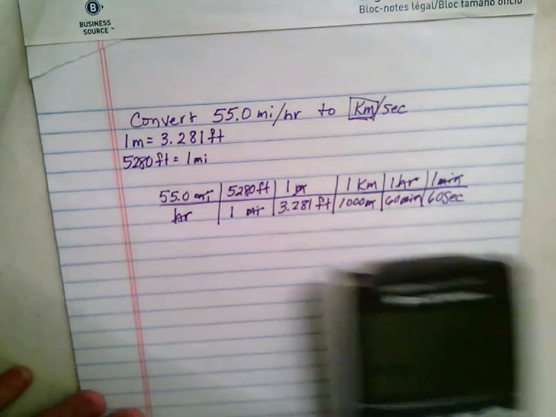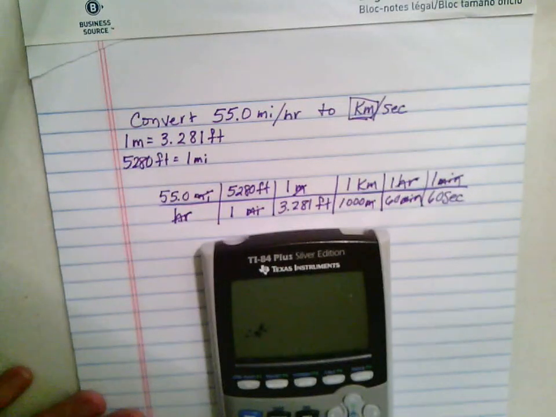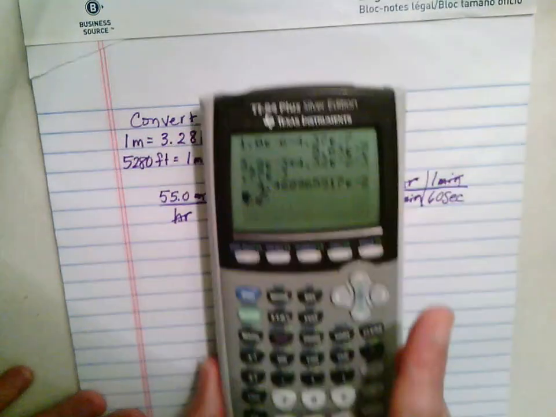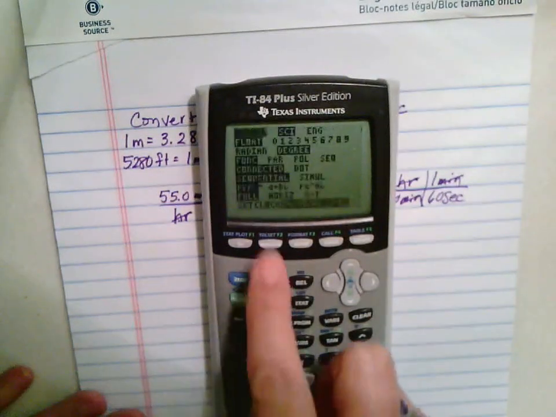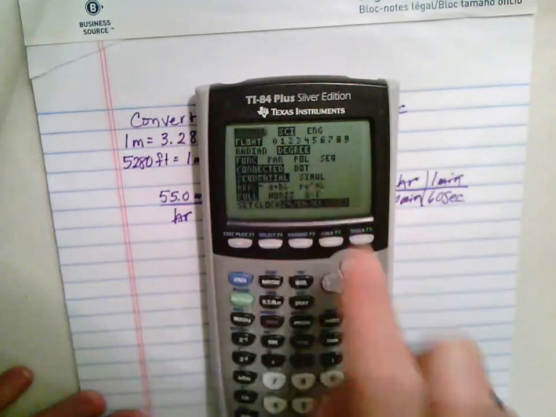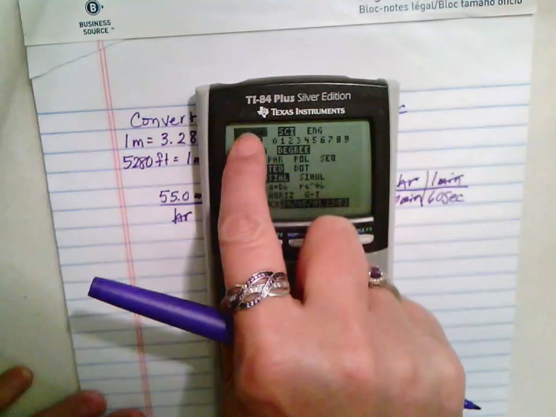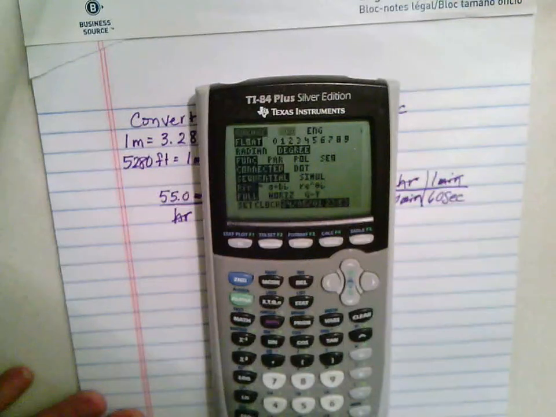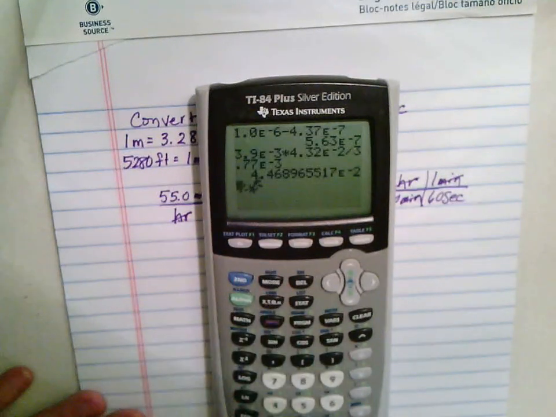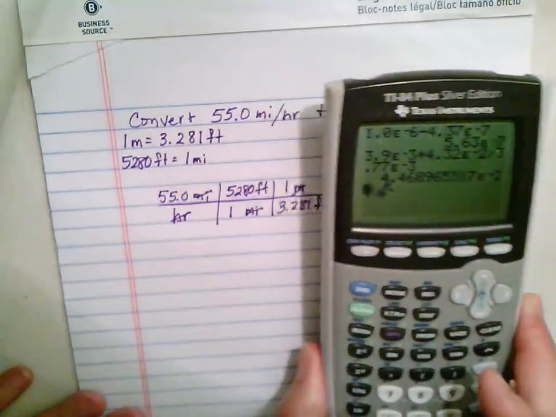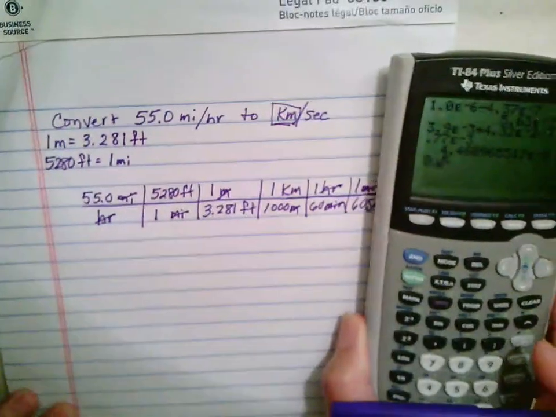Now I'm ready to pick up my calculator. I'm going to turn it on. And I need to get it out of scientific notation mode. So I'm going to hit mode, and I'm going to change it from scientific to normal. Since normal's highlighted, I'll just hit enter. And then I hit second quit to get out of that mode. So now I'm ready to start putting in these numbers.